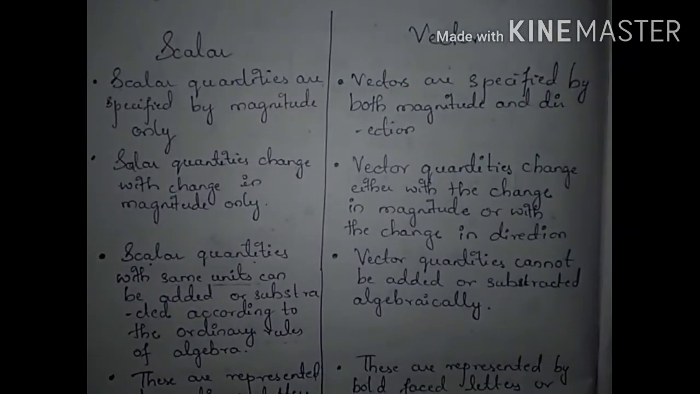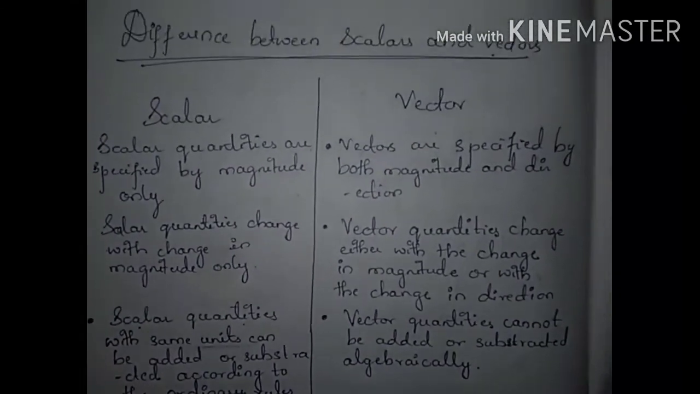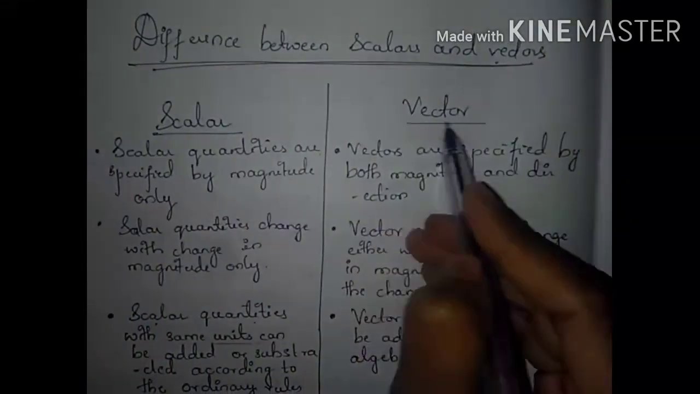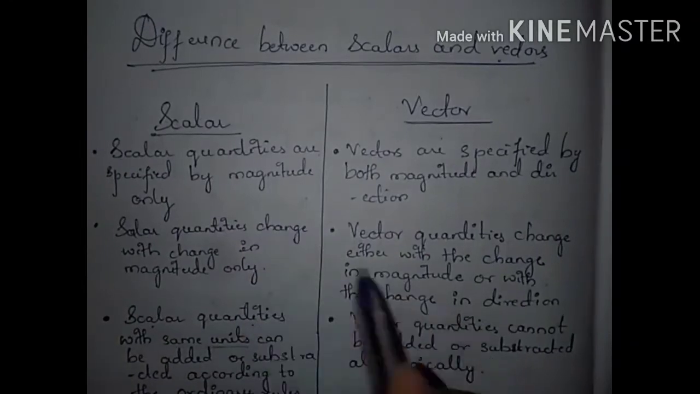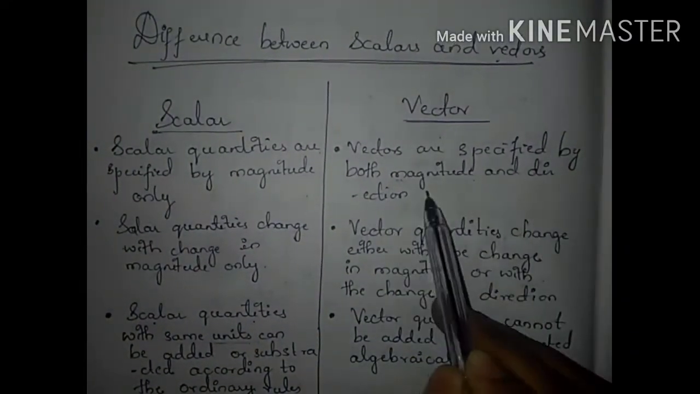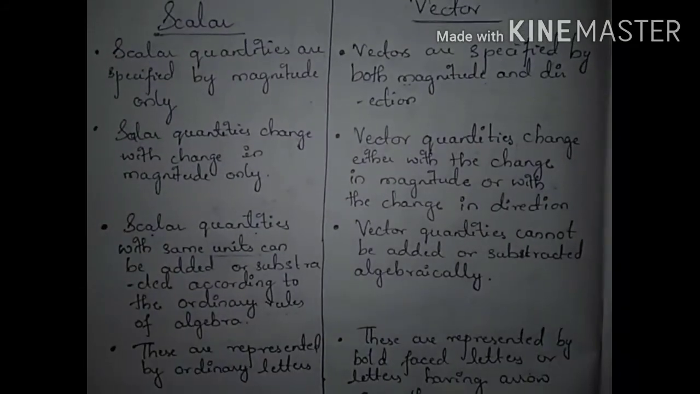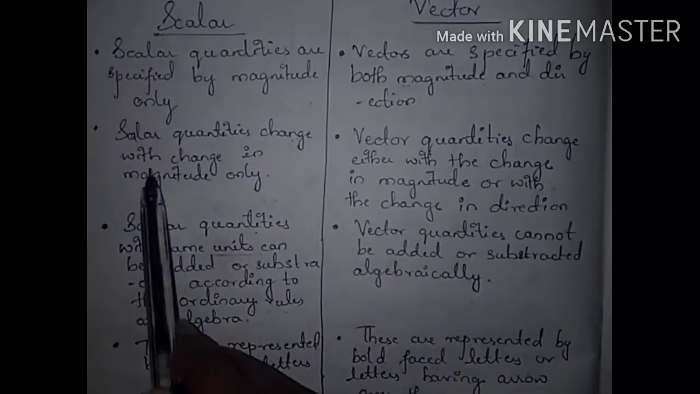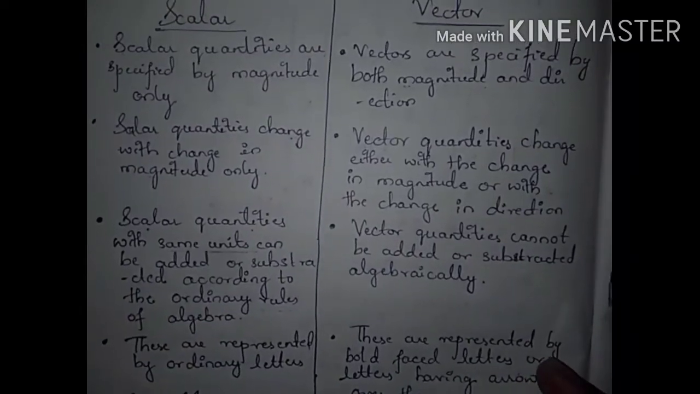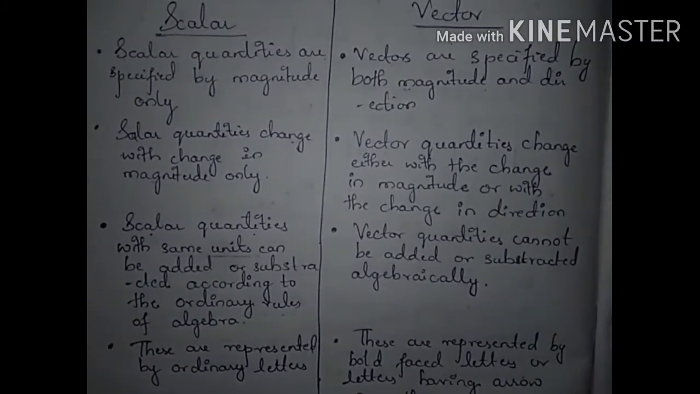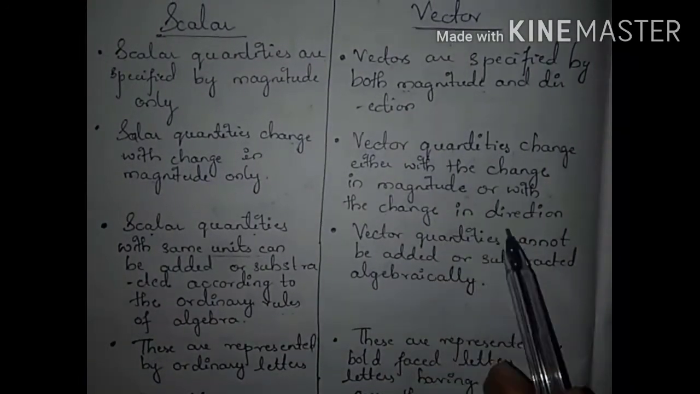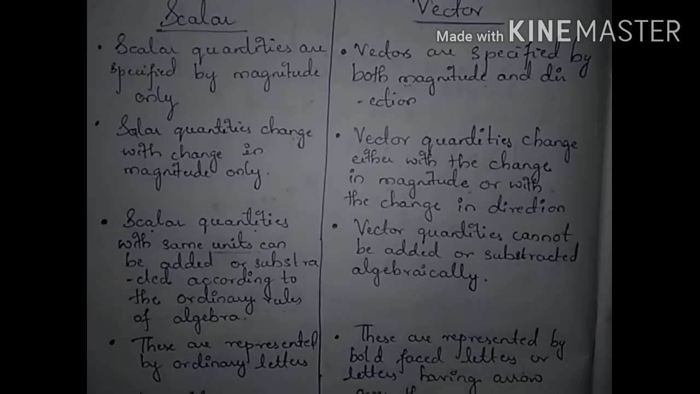So here are the differences between scalars and vectors. Scalar is a quantity which gives only magnitude, and vector is a quantity which gives both magnitude and direction. Scalar quantities change with change in magnitude only. So if you change the magnitude of any physical quantity, then the scalar quantity will change. To change the vector quantity, you need to change either the magnitude or the direction.